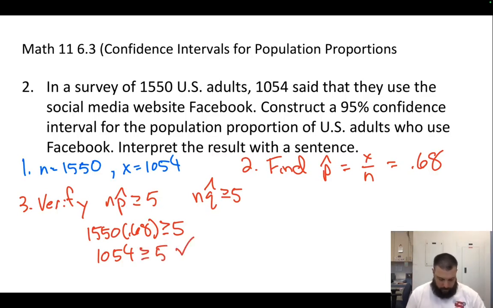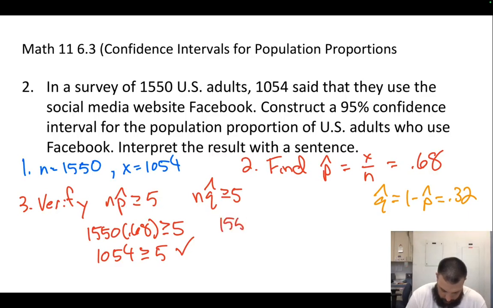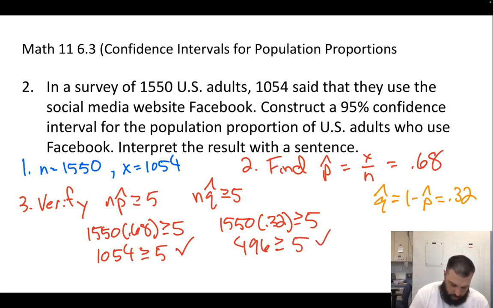So that is greater than 5, so that checks. And remember, q hat is 1 minus p hat. So then we have 1,550 times 0.32, and that checks as well.